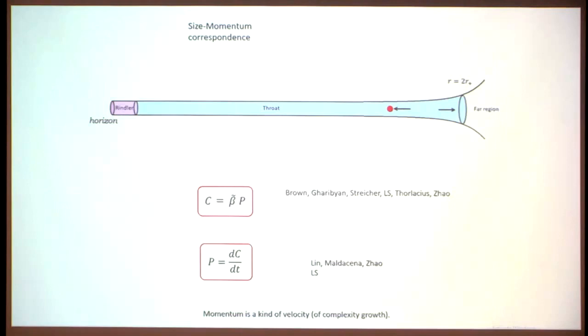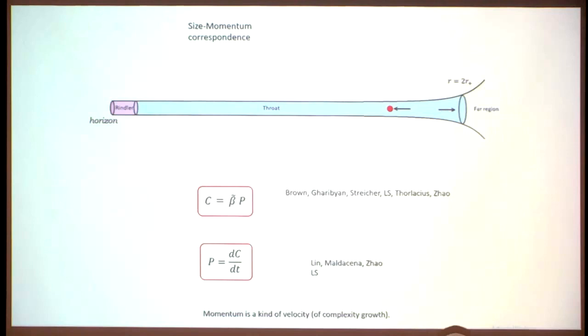I wasn't on that paper. Ellis there stands for somebody else, I don't know who. That momentum is the time derivative of the size. So I refer you to Lin, Maldacena, and Zhao for the serious arguments about why this should be true. But it's kind of interesting. If you work the equations backward, you can prove the equation above from the equation below. And so I would say that the guess was correct.